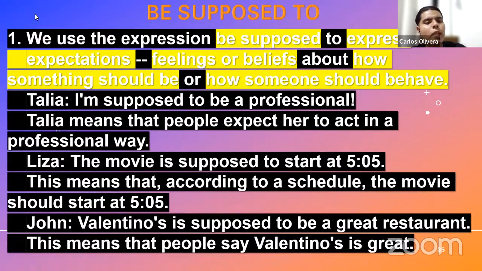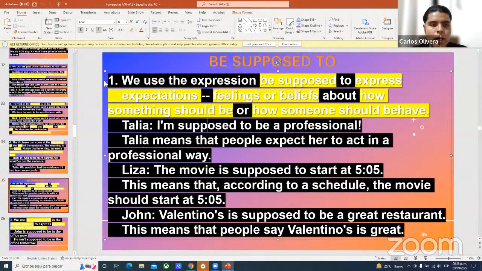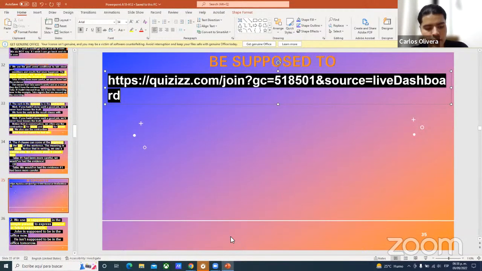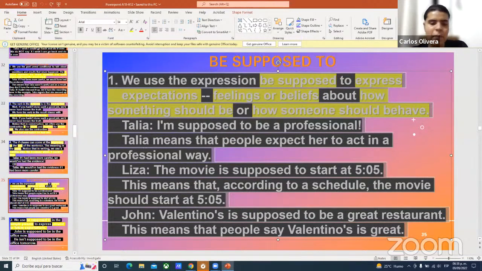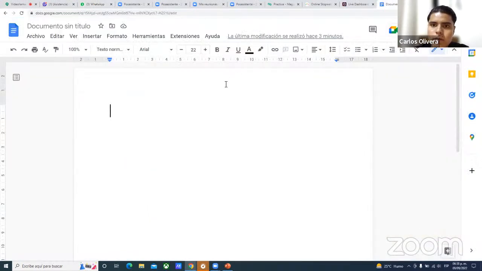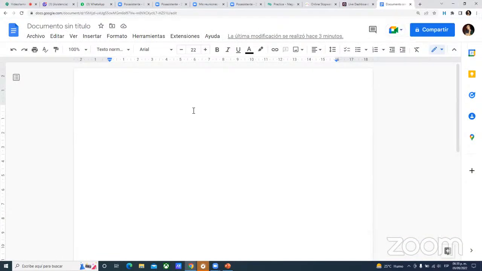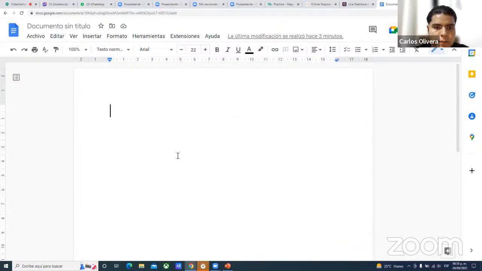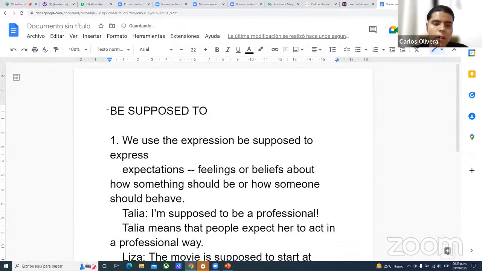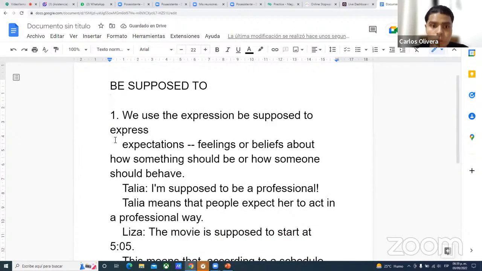Fantastic. So let's move this and transport it to the Google document, because I think the summary is perfect. Oh, I'm sorry. It's copy, not paste. Where is it? Yeah. So pasting this. So the topic is be supposed to. There you are.